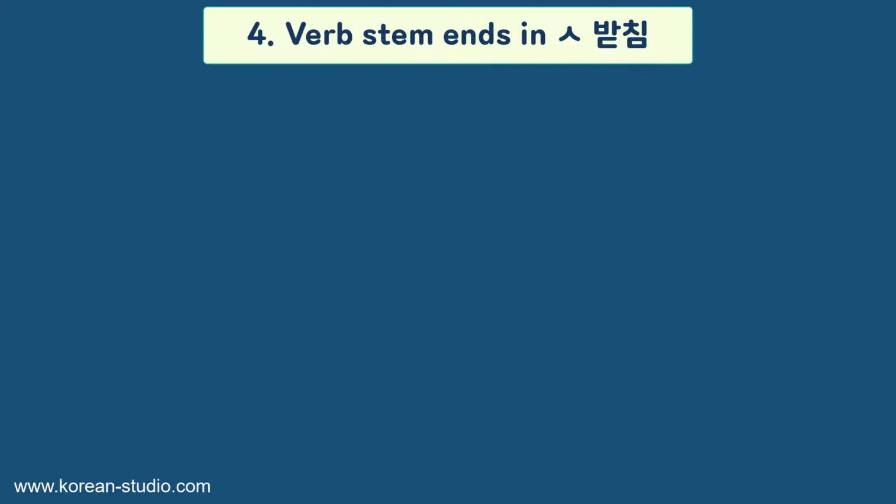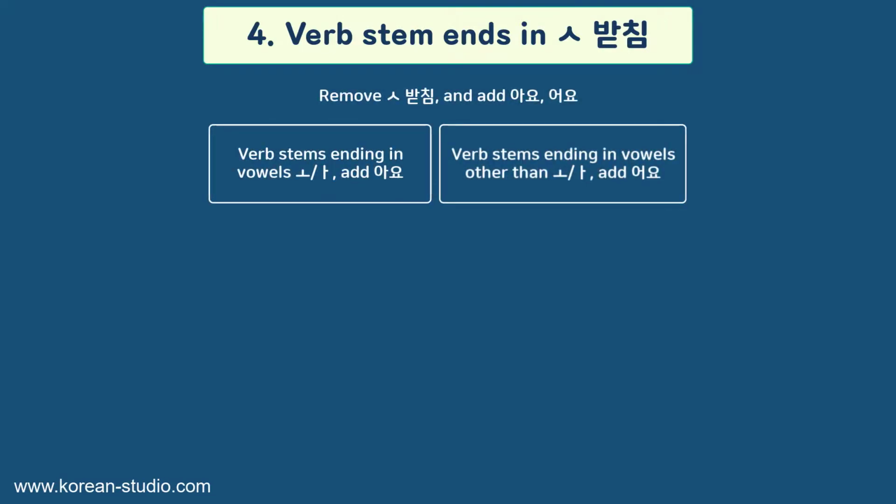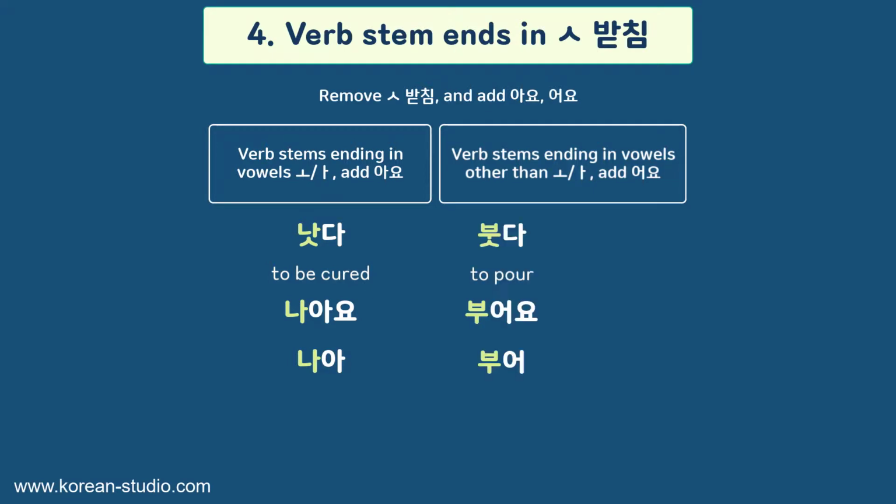Next pattern is when a verb stem ends in 시옷 받침. Now, there are a handful of verbs that end in 시옷 받침. And with these verbs, we remove the 받침 in the verb stem and then add either 아요 or 어요, depending on whether the verb stem ends in the vowels 오 or 아 or other vowels. So 낫다, meaning to be cured, becomes 나아요, and we add 아요 as the verb stem ends in the vowel 아. Conversely, 붓다, meaning to pour, becomes 부어요, and 젓다, to stir, becomes 저어요.